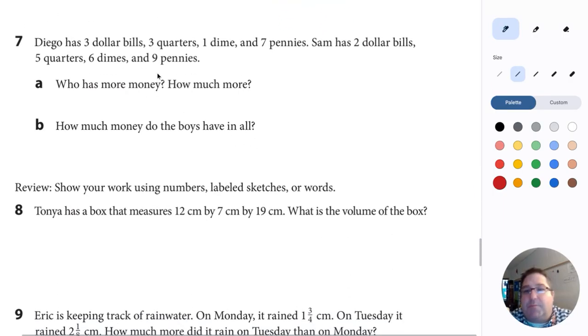Diego has $3 bills, 3 quarters, 1 dime, 7 pennies. Sam has $2 bills, 5 quarters, 6 dimes, and 9 pennies. Who has more? How much more? Well, set this up however you want. Diego's got $3 bills, so that's going to be $3, right? 3 quarters. How much is 3 quarters worth? Well, that'd be 75 cents, right? 1 dime and 7 pennies. So again, just thinking about our money here.